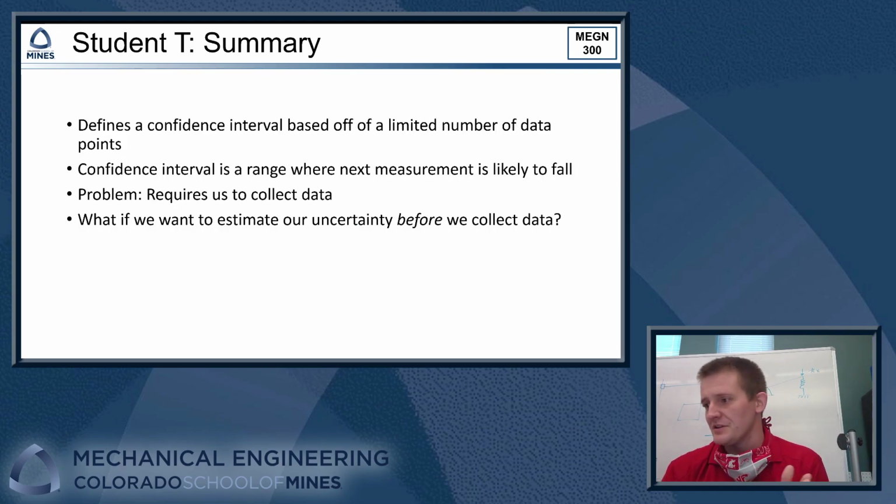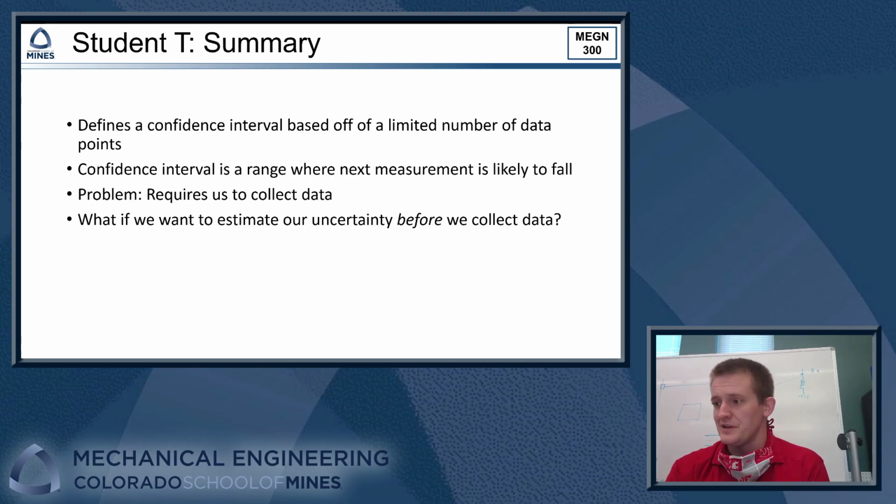All right. So let's sum up what we can talk about with student's t-table, right? It's going to define a confidence interval based off of a limited number of data points. The confidence interval is a range of values where your next measurement is likely to fall.